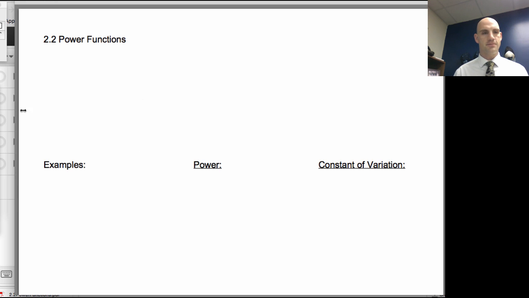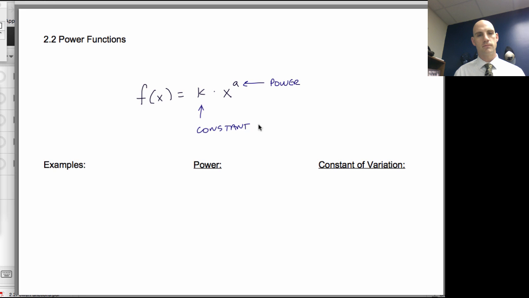A power function is defined like this. We've got f of x is equal to k times x to the a power. And it's a power function because obviously it has this power. So there's a power of x, and it also has this k here, which is a constant of variation. That's going to be like a 3x squared or something like that.